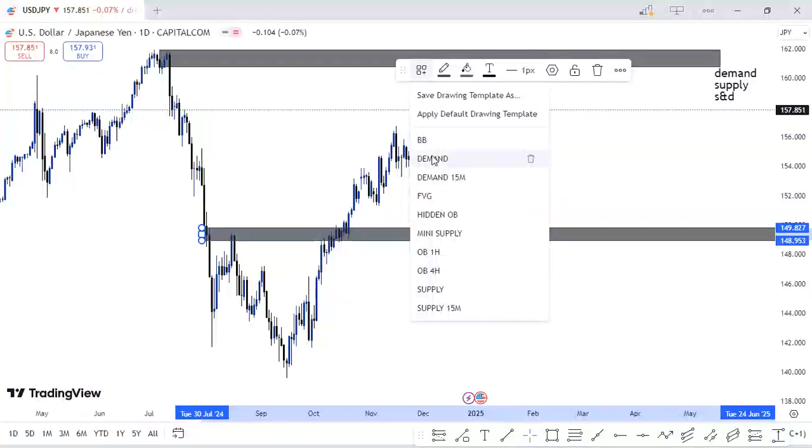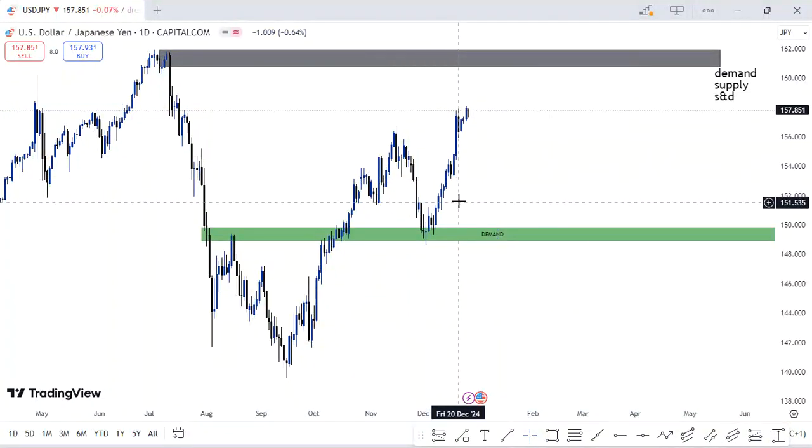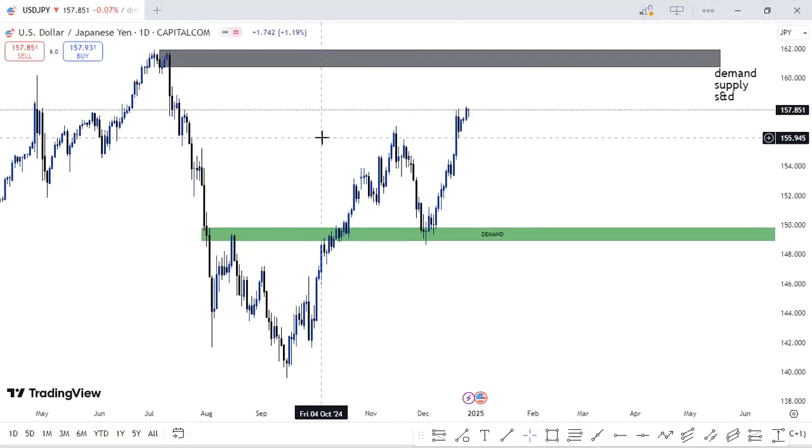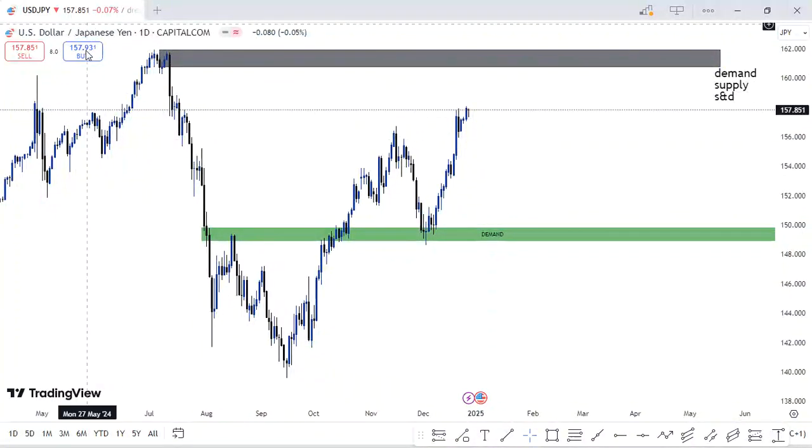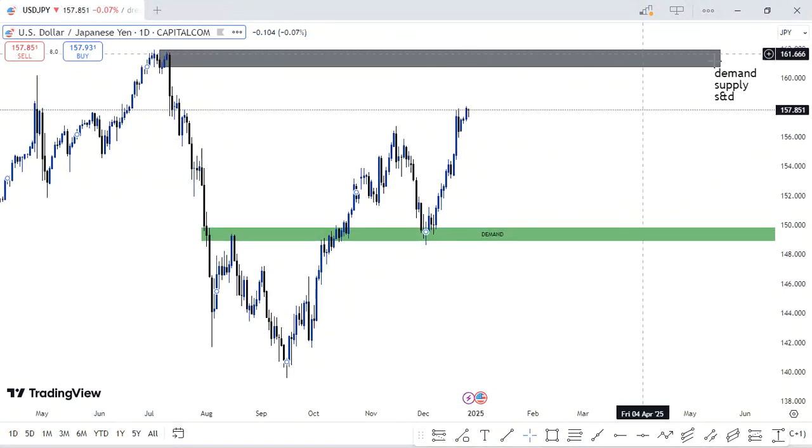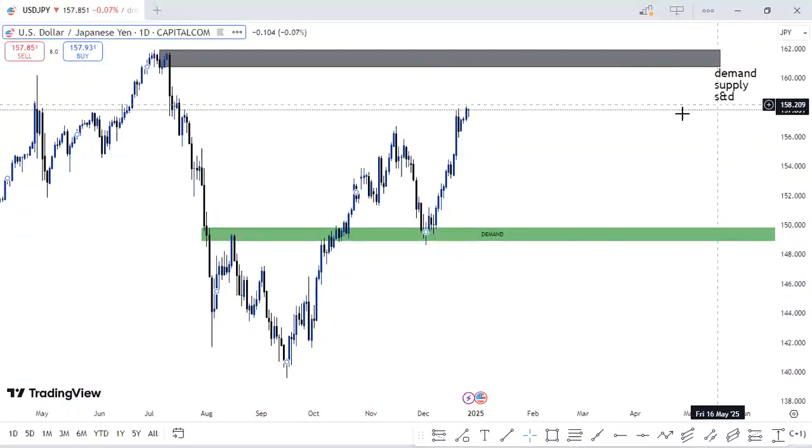Let me just switch this. We have this as our demand. All right, so the next thing we need to do is to move down to our lower time frame and then spot what we can spot from it. Okay, still on this supply and demand.